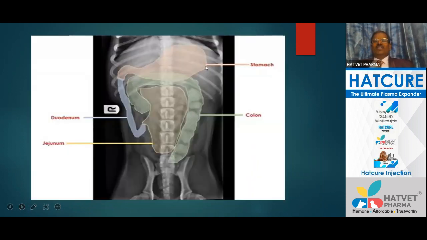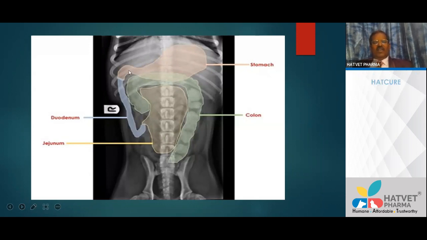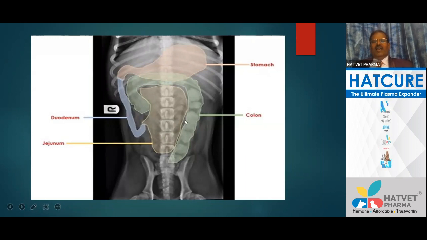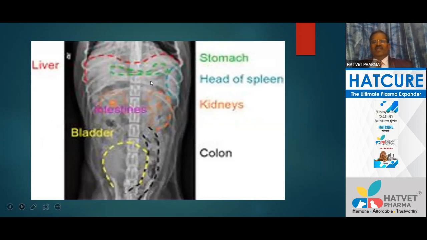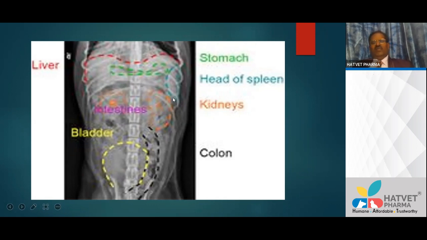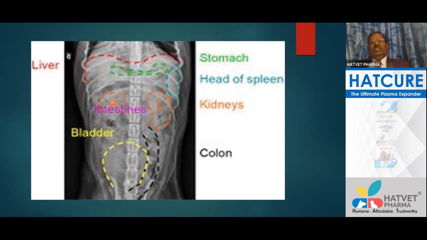And also you see the orientation of the stomach in the ventrodorsal view. See the mid-abdomen, how it is occupied: the duodenum is coming, the jejunum is occupying the mid-abdominal region, and the colon is coming and going like this. Similarly, in another image, the stomach, where the liver is located, with various color markings, the anatomic location of the spleen, and then intestine, bladder, colon. You see the colon marked with black color, kidney red color, intestine mild pink, head of the spleen blue, stomach green color, liver red, bladder yellow color. This anatomic location is very, very important to diagnose GD and GDV. So this is playing an important role.